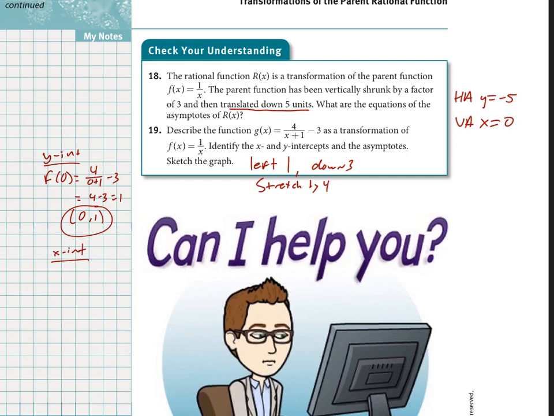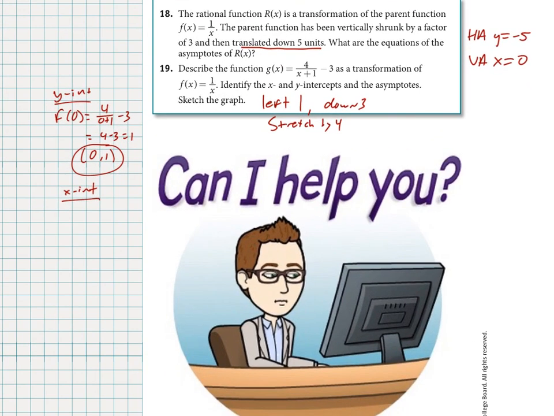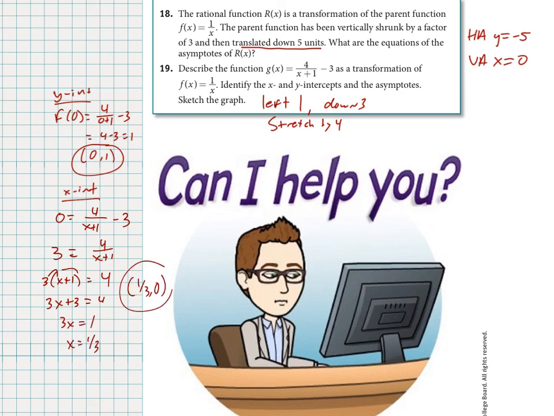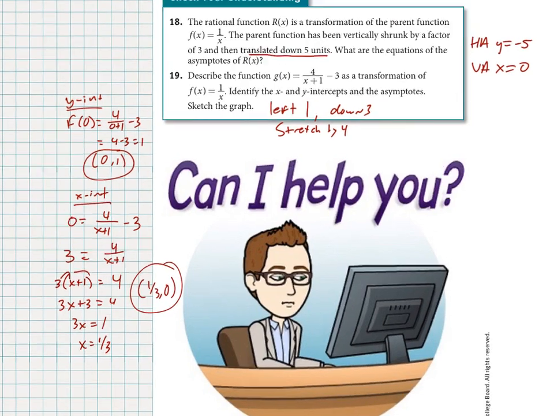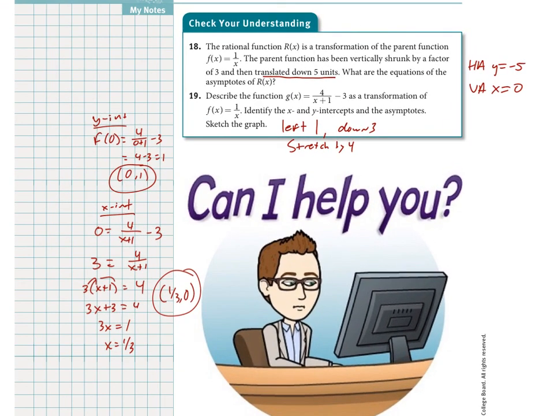And then my x-intercept, a little bit harder. But again, 0 equals 4 over x plus 1 minus 3. I can bring the 3 over, 4 over x plus 1. I'm going to multiply both sides by x plus 1. That clears the fraction on the right, and I get 3x plus 3 equals 4. 3x equals 1, x equals 1/3. So (1/3, 0) is my x-intercept. So being able to solve for those is going to be really critical.